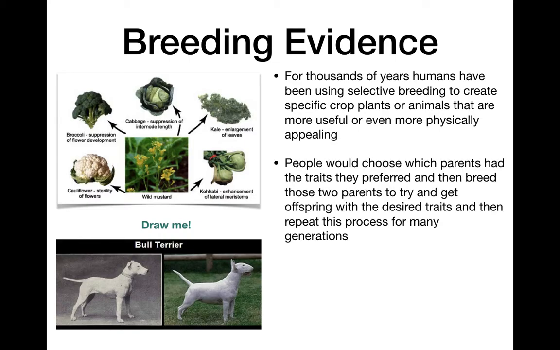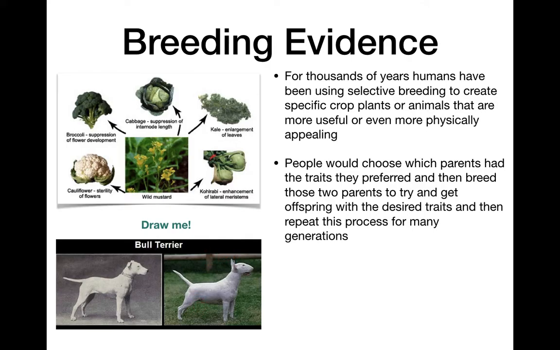So how this works is people choose which parents they want to breed, the parents who have traits that they want. So to get from this dog to this dog, they would have had to choose some parents who maybe had a slightly rounder snout than the other individuals in that population, and then pick 2 parents who are like that and breed them. And over multiple generations, you're slowly going to get a more and more rounded snout, the bull terrier you have today.